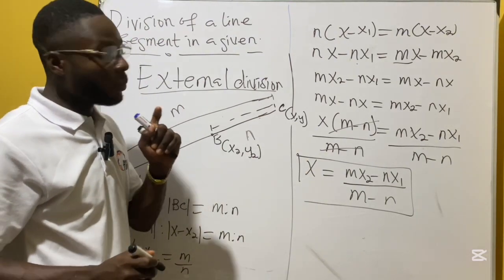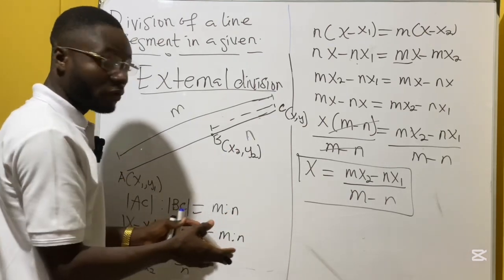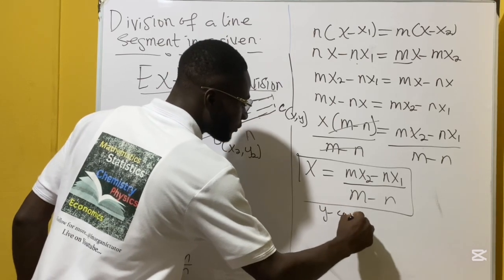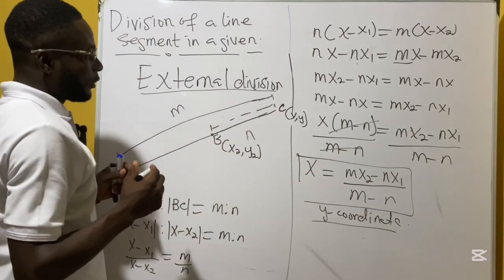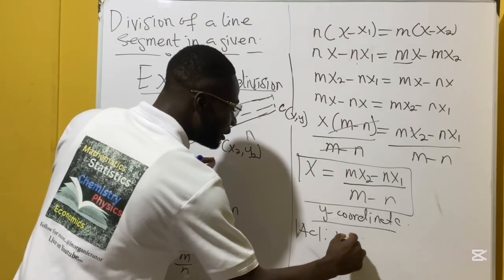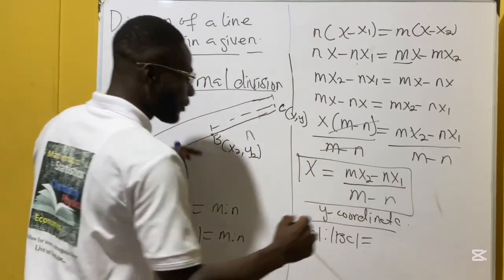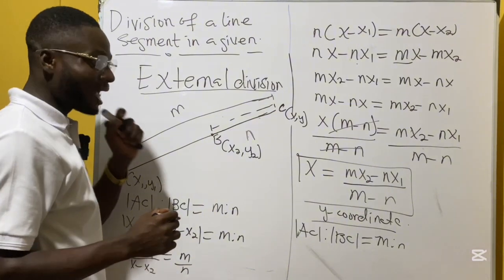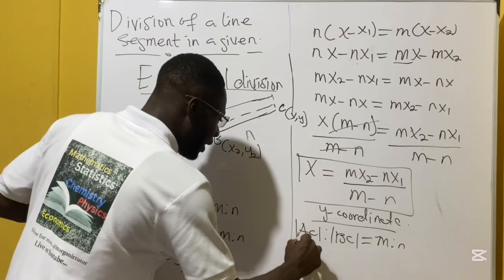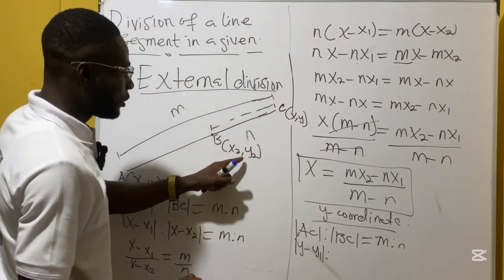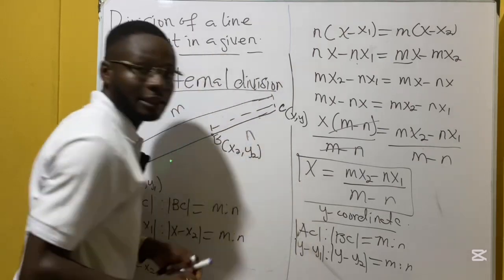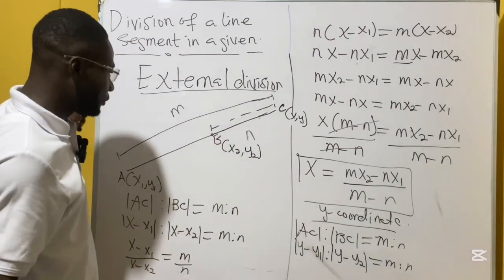Now let's go ahead and find the y coordinates, right? So this is the process for obtaining the x coordinate of the external division. So for the y coordinates, the same ratio, right? AC is to BC, right? And that should be equal to m is to n. But this time around, we are interested in the y coordinate, so we talk in terms of y. So we're going to have y minus y1 is to y minus y2. And that should be equal to m divided by n, right? So now we can erase the diagram, right? So this goes off.